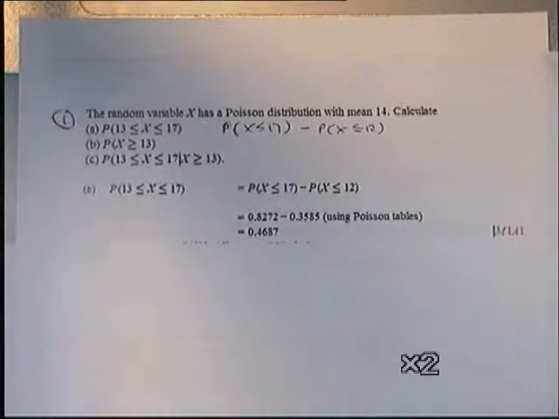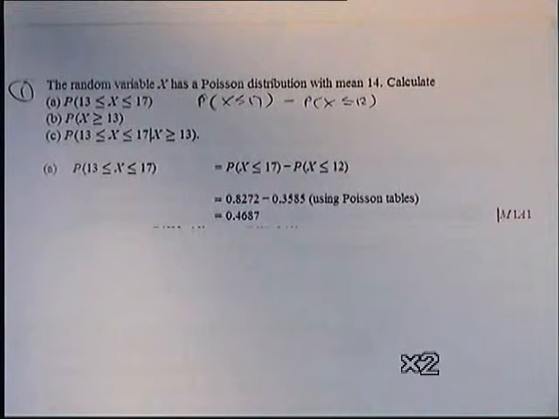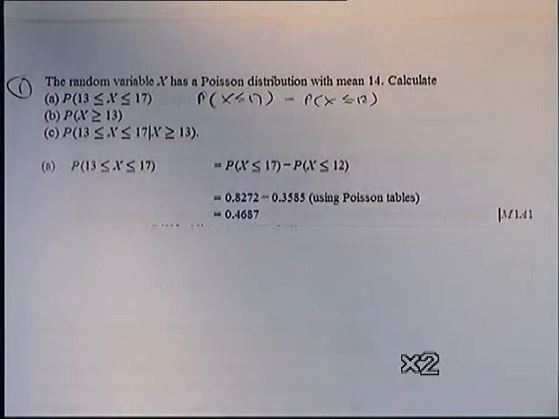And if I zoom out, that is worth 2 marks on an A-level question. Okay? So there are 2 marks for that part of the question. Can you mark your own paper as we go through?